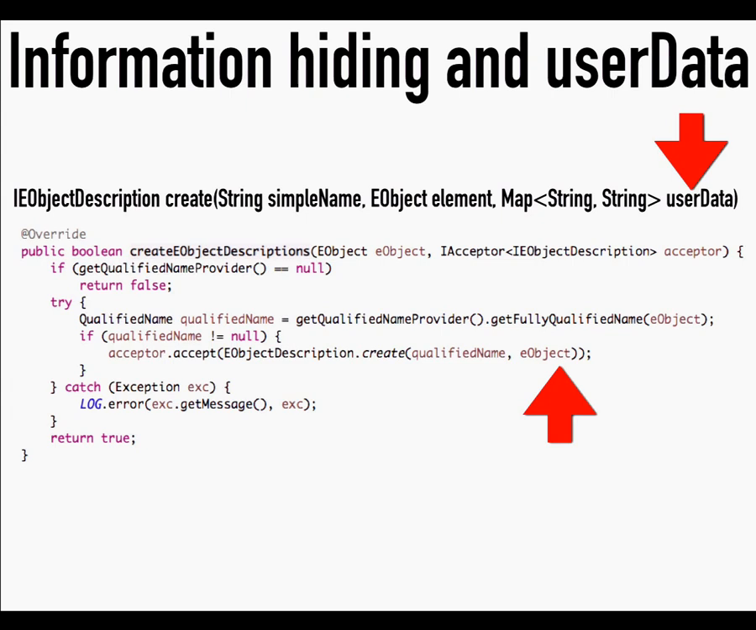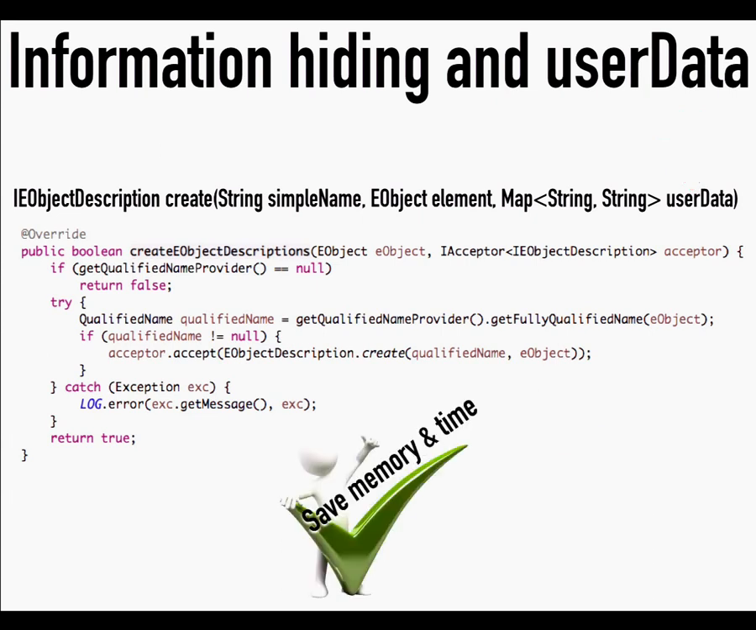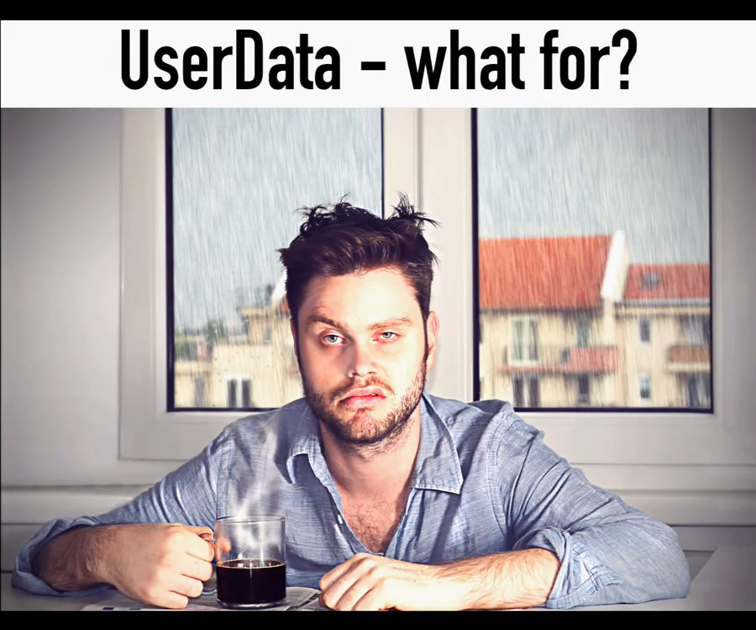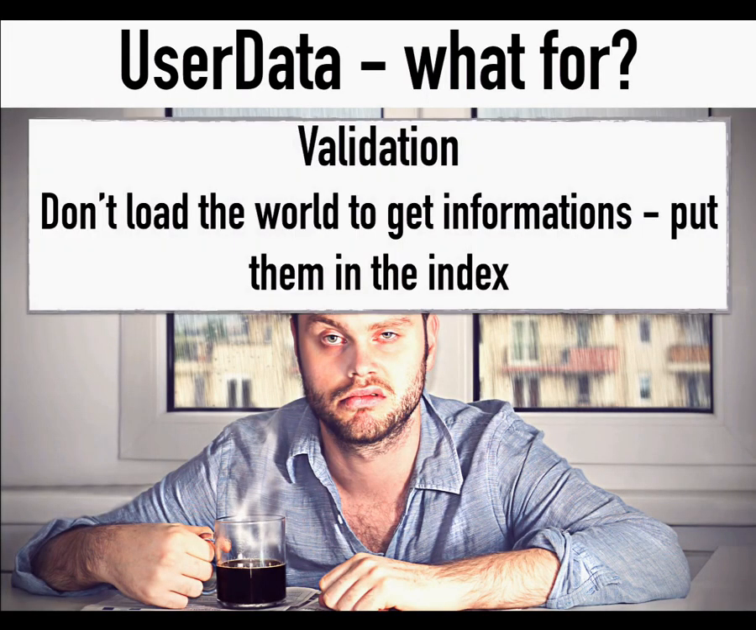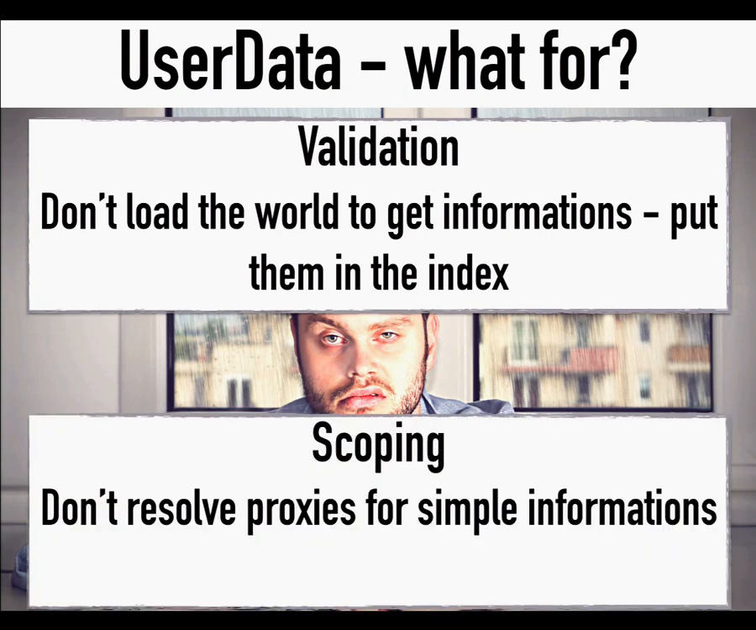And there is the other thing, user data. You can put special information in the index to solve your problems. And that will, of course, save memory and time. User data, what for? You can use that for, of course, validations. Sometimes the answer could already be in the index, and you don't have to calculate things. And the other thing could be scoping.